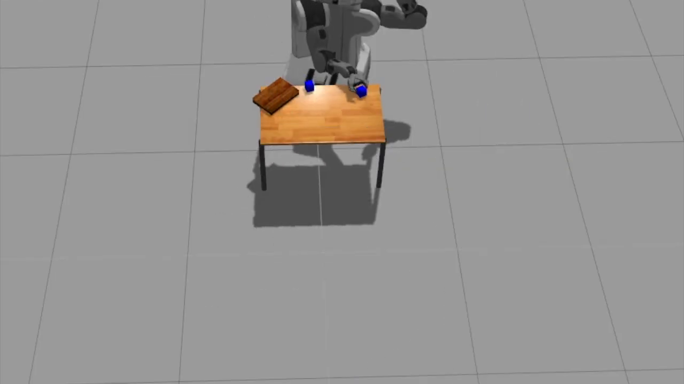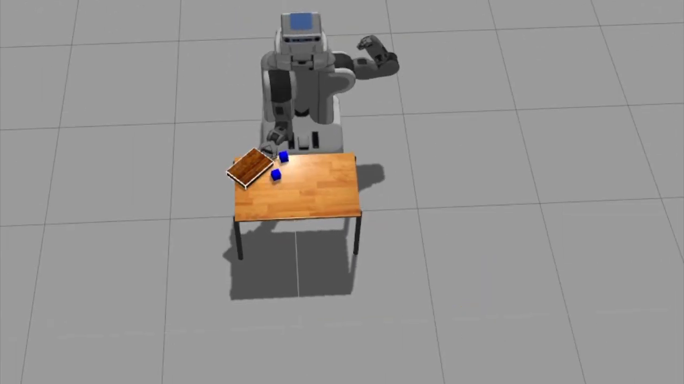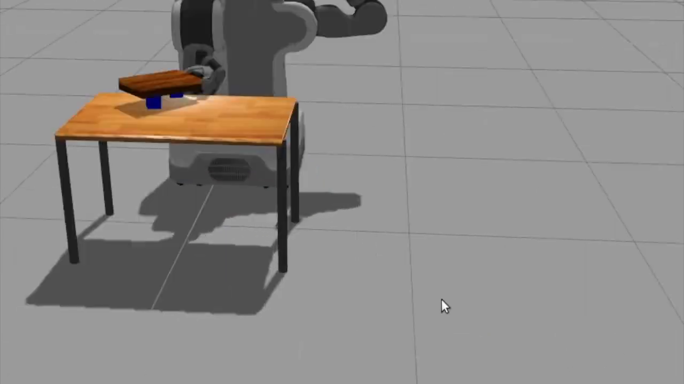The capacity to combine task planning and motion planning allows challenging structural settings to be sorted, like placing the wood on the two cubes.